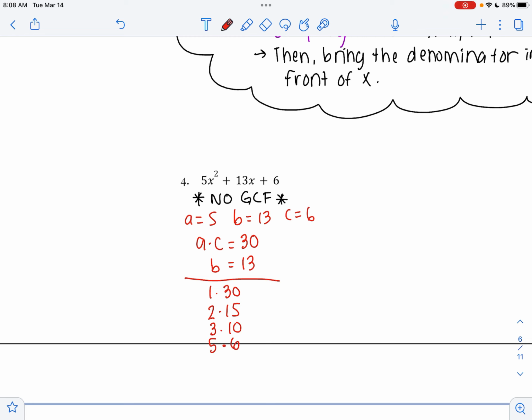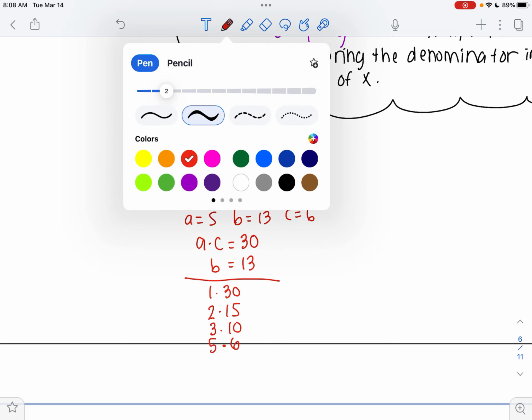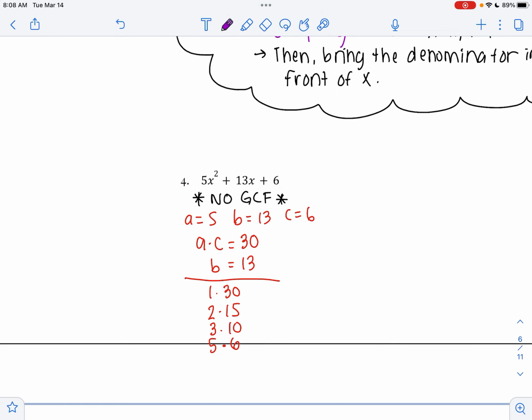Now, after you find all the numbers that multiply to 30, and you don't have to list them all out, it's just if you're not sure of the next step yet, list out all the factors of 30, and you're going to find 2 numbers that add up to 13. So 3 plus 10 is 13, and 3 times 10 is 30. So that's your answer. They need to add up to 13 and multiply to 30, right?